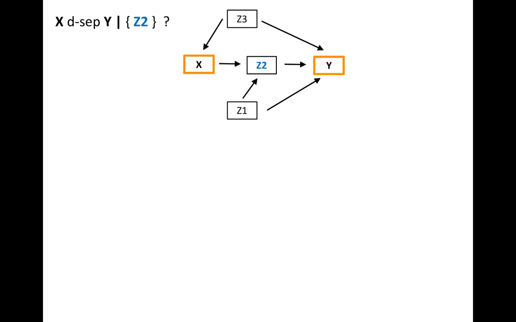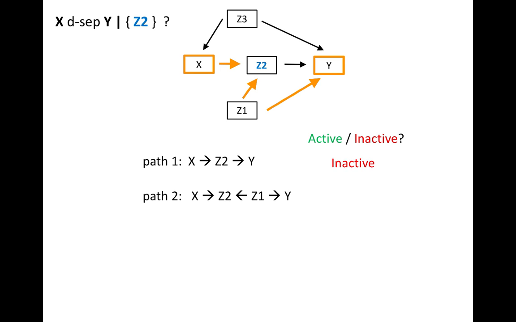Are x and y d-separated by z2 in this graph? Is path 1, which was active relative to the empty set and the set z1, still active relative to the set z2? Since z2 is a non-collider, and since conditioning on z2 flips it, the path is no longer active. Is path 2 active? Relative to the set z1, both nodes were inactive, so the path was inactive. But relative to z2, z2 is a collider that becomes active, and z1 is a non-collider that we didn't condition on, so it remains active. So the path is now active.